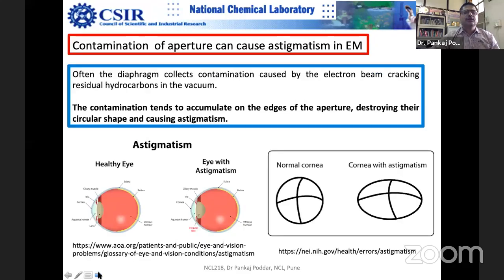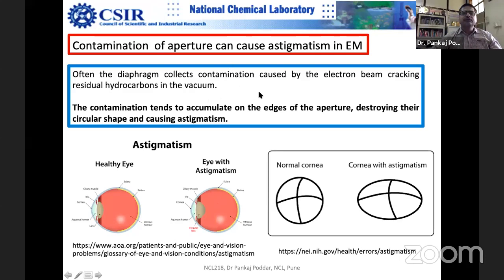The next slide is, as I mentioned, contamination of aperture can cause astigmatism. Astigmatism, again, these ideas, these terminologies are all from visible light optics. Optics is obviously visible light, but now optics is a loosely used term in other sciences also. For example, we call it electron optics. Optics is also used for X-ray optics. The term itself came from the visible spectrum only, but now we loosely use it. So when I use this term, please do not get confused. The clarity should be there.